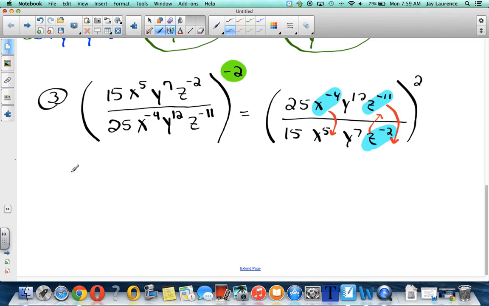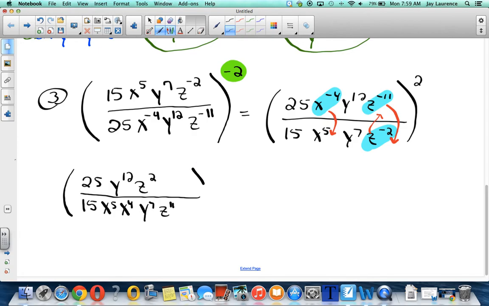All right, so I'm going to have 25 in my numerator. There will be no x's in my numerator. I'm going to have a y to the 12th and a z to the second. My denominator will have a 15, x to the 5th, an x to the 4th, remember he came down, a y to the 7th, and a z to the 11th, and then the whole thing is still squared. So now I'm ready to do some simplifying. So I know that 5 is going to go in there 5 times. It's going to go into the 15 3 times.